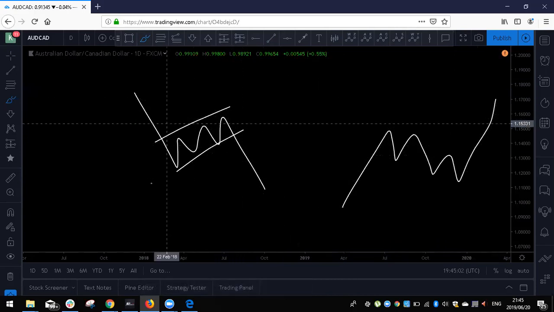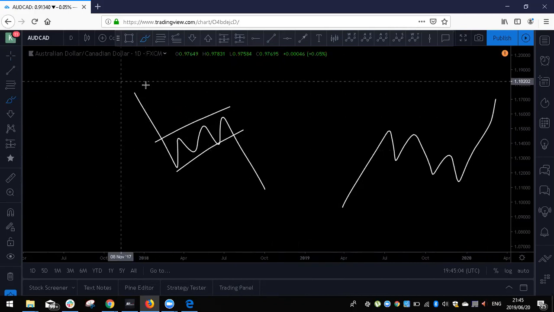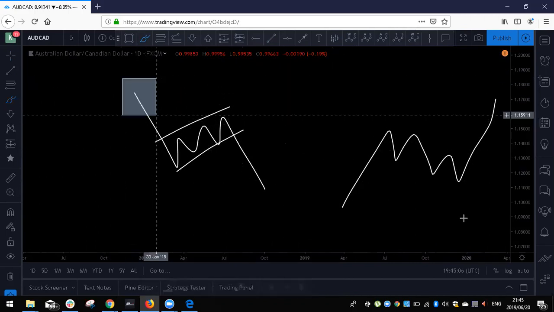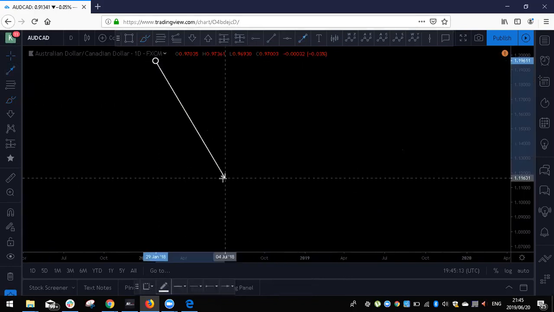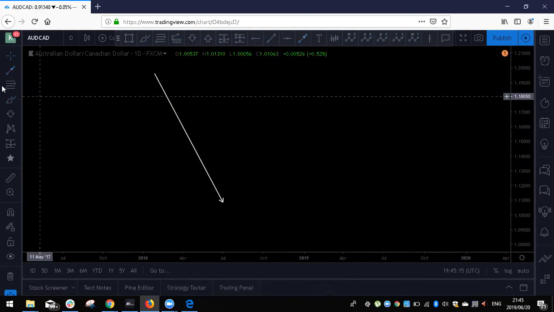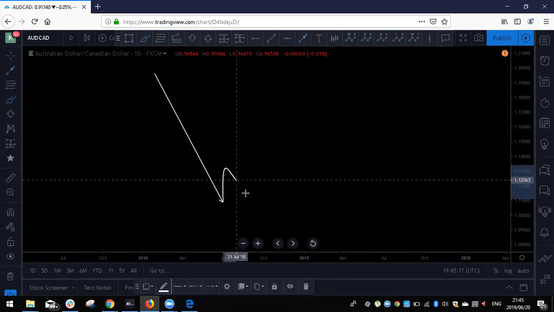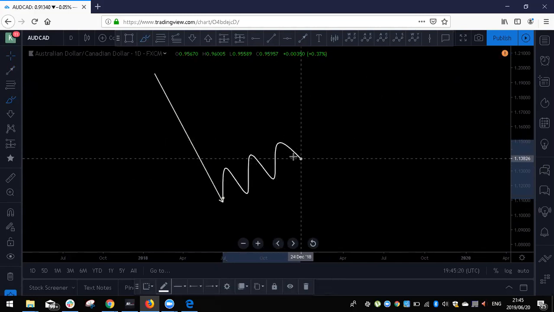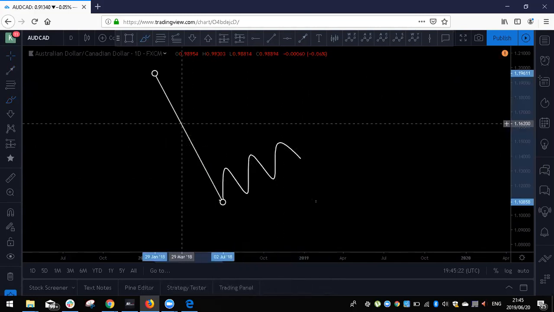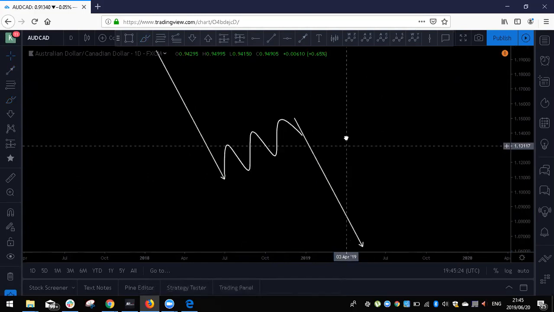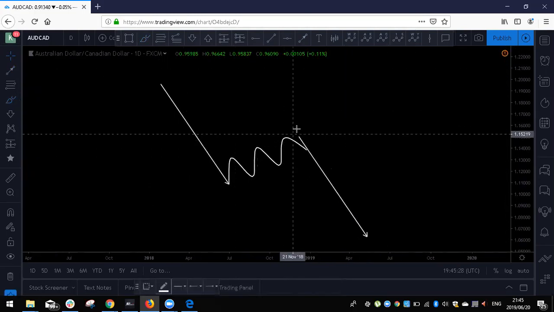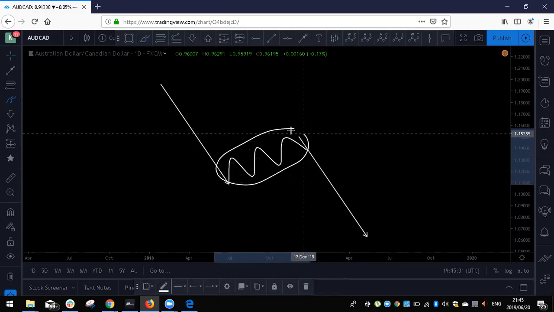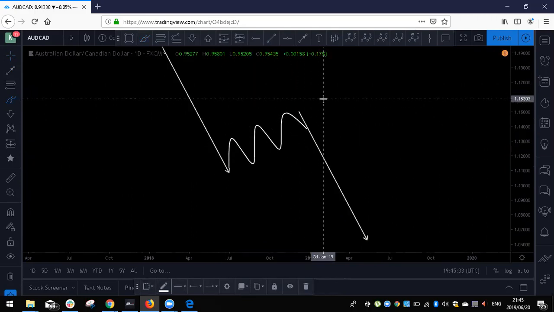So what this basically means is the price will have an impulse, and then it's going to have a corrective structure. It's going to have a correction before it makes another impulse. But you're going to need to understand these types of corrections. That is where Elliott wave comes in.